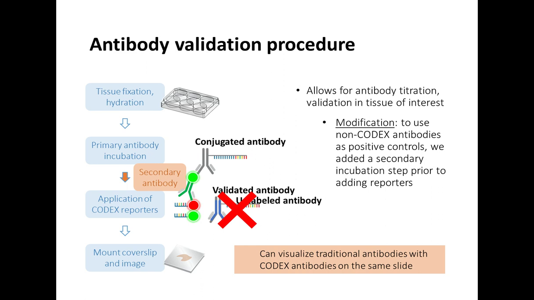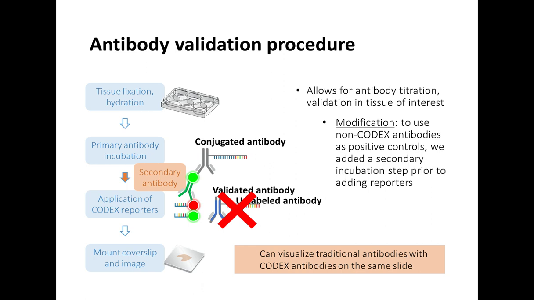Now, we ran into a little bit of trouble first thing because since we're working in pancreatic tissue, a lot of the antigens that we're interested in recognizing are not previously validated CODEX antibodies. And so we knew we were going to have to figure out how to modify this procedure in order to run positive and negative controls with antibodies that were not previously validated.